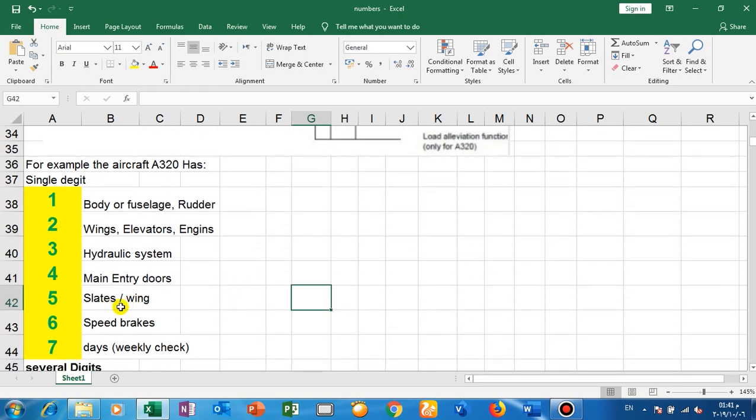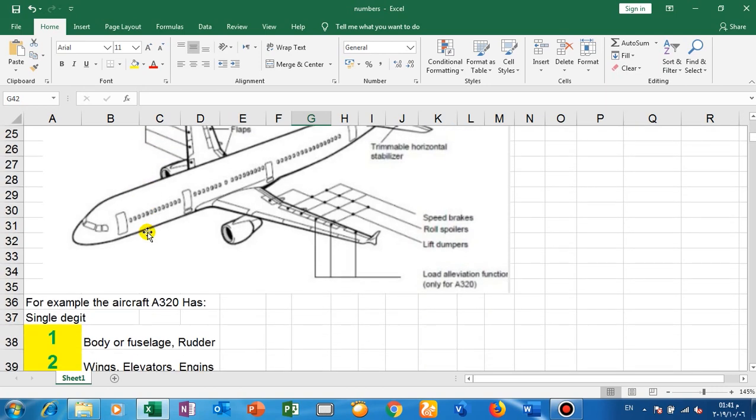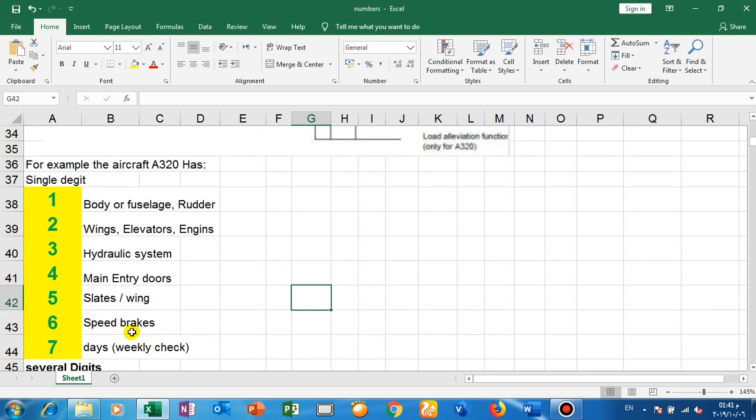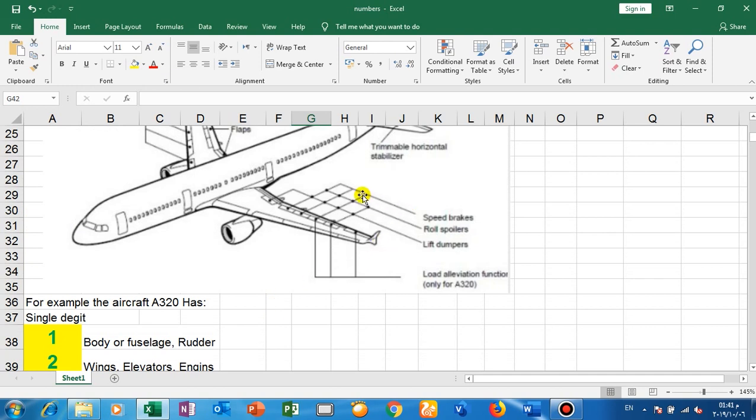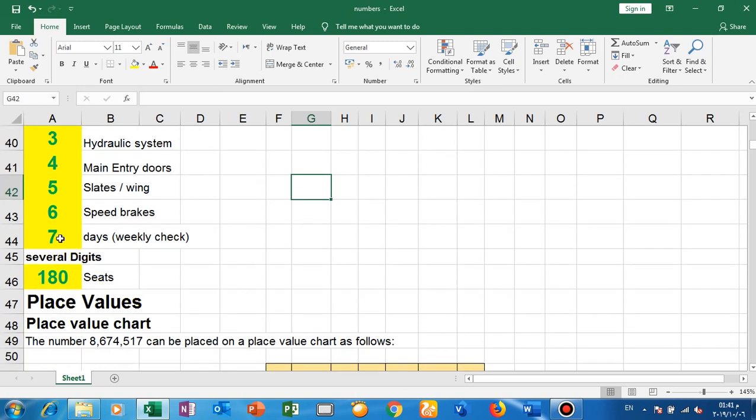Five, there are five slats per wing. Each wing has five slats here at the leading edge of the wing: one, two, three, four, five. Six, the digit six represents the speed brakes on the two wings. Here are three speed brakes at each wing. Seven, there is a check called the weekly or service check, each 7 calendar days. If there is more than one digit, the aircraft has 180 seats, maybe 186. This is for the Airbus 320.